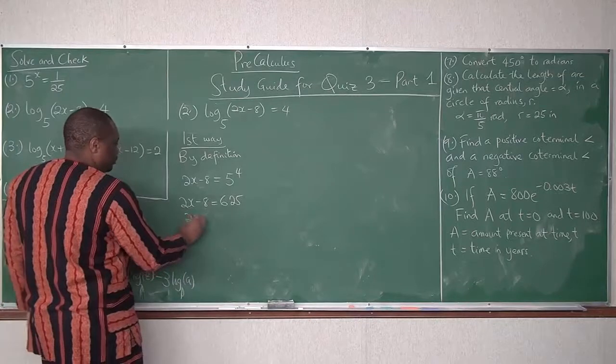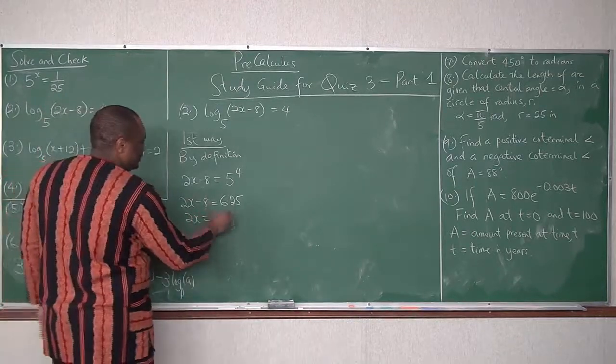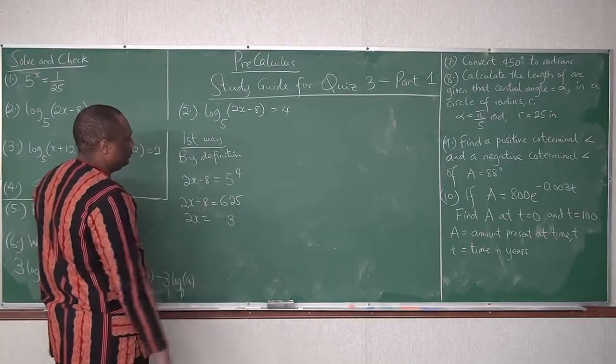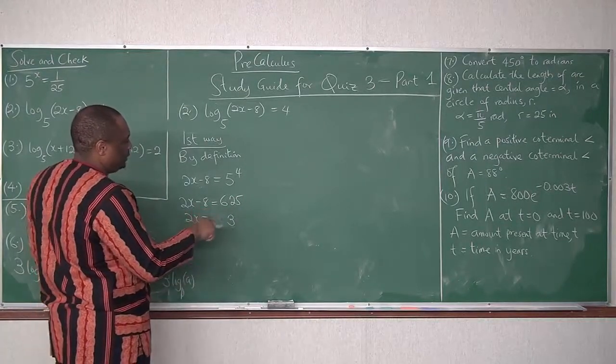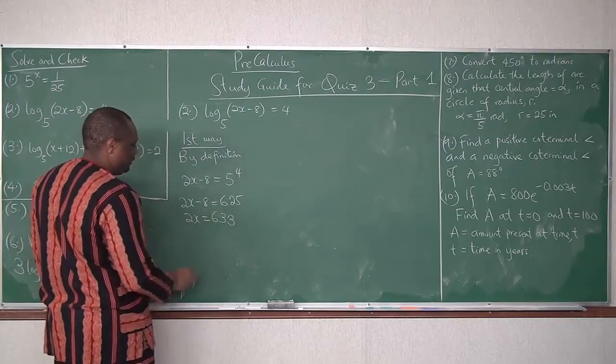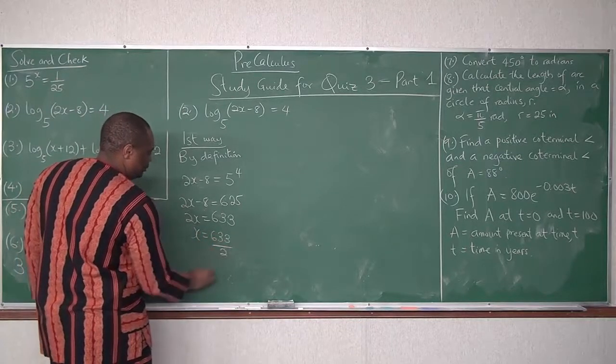So 2x will be equal to 625 plus 8. 8 plus 5 is 13. Carry 1. 1 plus 2, 3. 633. So x will be 633 divided by 2.